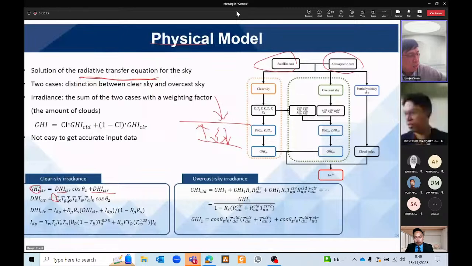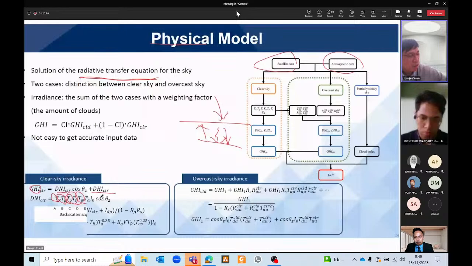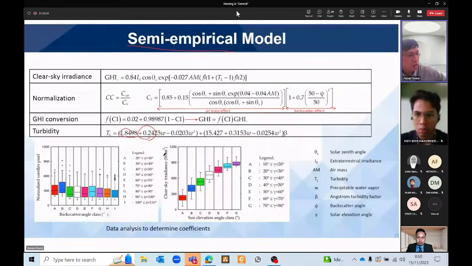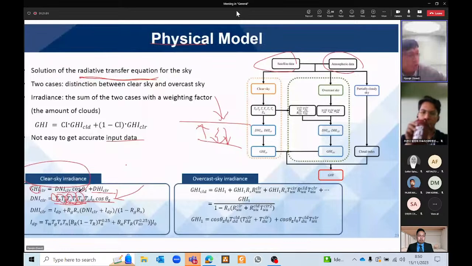Many ozone, nitrogen, water. So what's the problem? To calculate each term, we must know many parameters, many input data. That's the problem. The equation is rigorous. However, input data could be less accurate. That's the problem. So physical model accuracy is not always better than the semi-empirical model because of the input data accuracy. Anyway, you can capture the clear sky irradiance, and then this is a CI for weight factor, and then you can capture GHI. So the third model is the physical model.